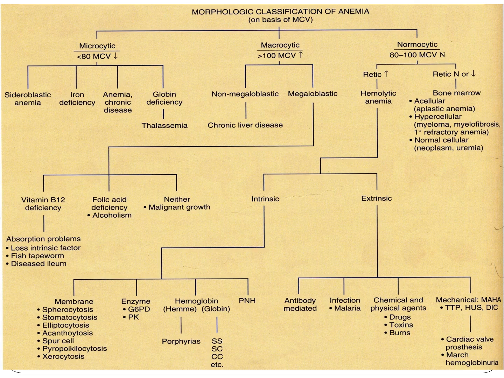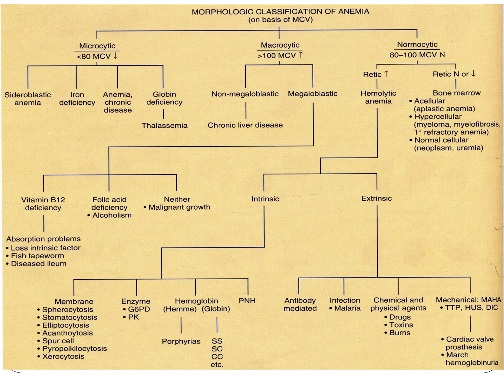Under microcytic, we have the SIGA: sideroblastic anemia, iron deficiency, globin deficiency, and anemia of chronic disease or chronic inflammation. Macrocytic, we have two: the megaloblastic and the non-megaloblastic. For the normocytic, we look at whether the reticulocyte would be increased.